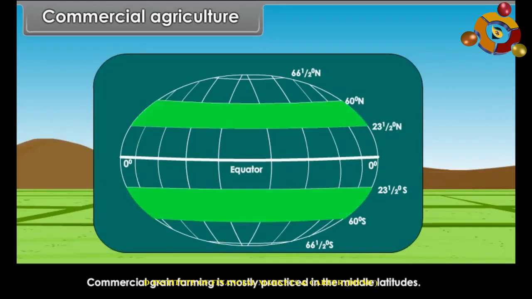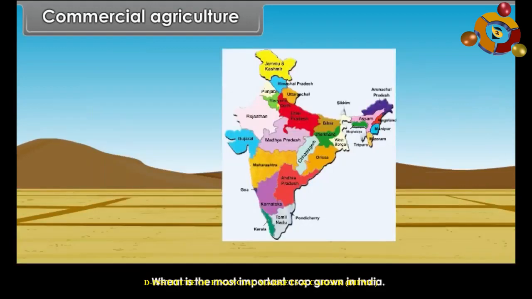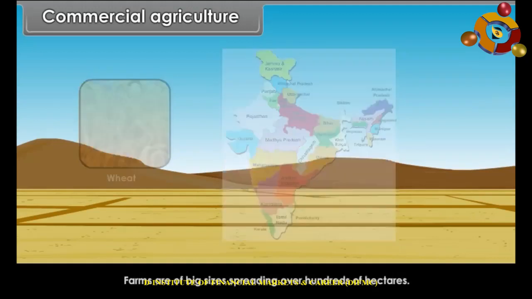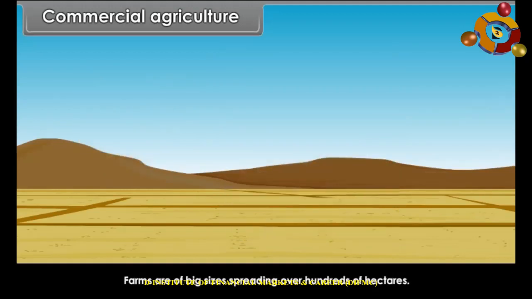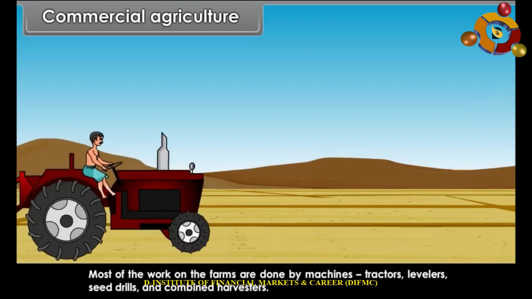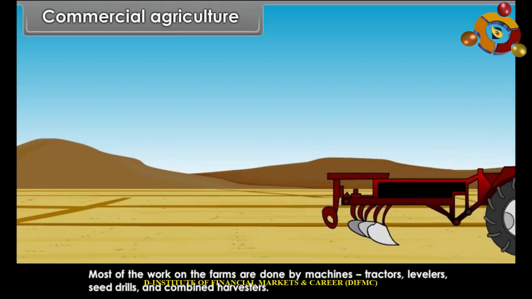Commercial grain farming is mostly practiced in the middle latitudes. This type of farming is done on sparsely or moderately populated parts of the world. Wheat is the most important crop grown in India. Farms are of big sizes, spreading over hundreds of hectares. Most of the work on the farms is done by machines: tractors, levelers, seed drills and combined harvesters.